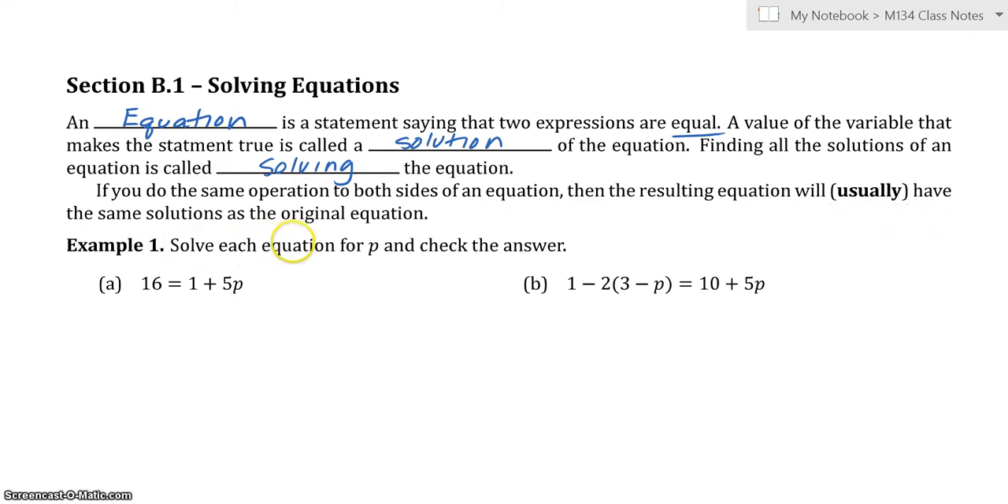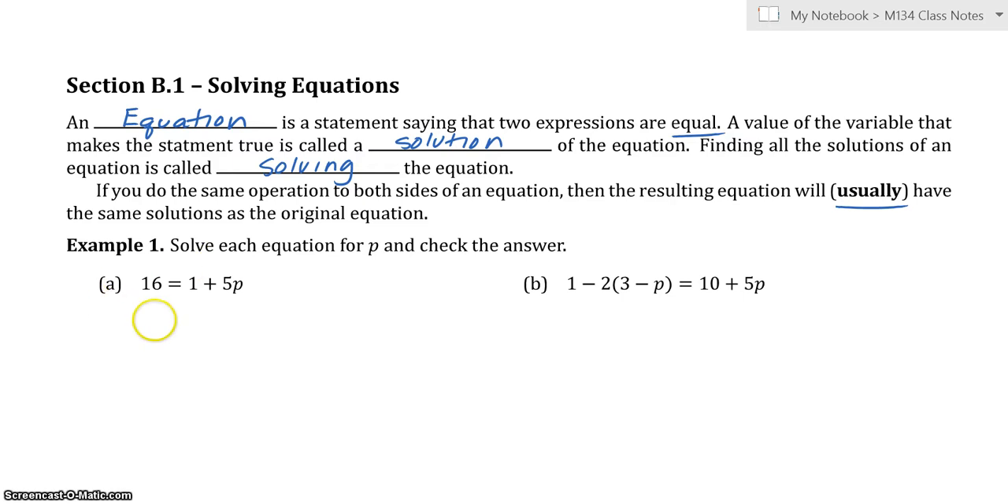If you do the same operation to both sides of an equation, then the resulting equation will usually have the same solution as the original. But you can check your answers to make sure, because there's a few instances where it does not. So that's why they say usually. So let's go ahead and do that.